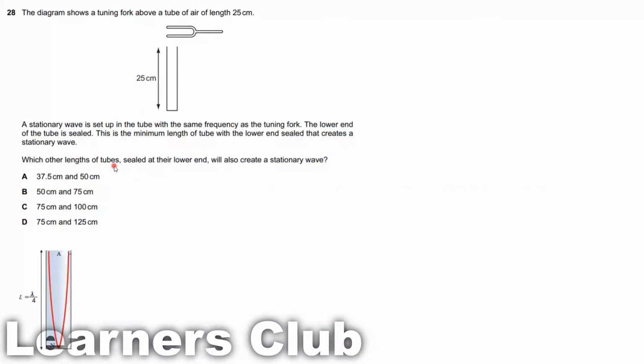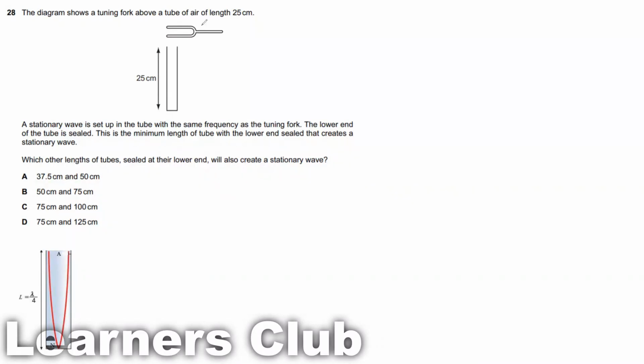Which other lengths of tube sealed at their lower end will also create a stationary wave? So it's a closed tube. I'm sorry, it's an open tube. No, if it's an open tube, both sides should be open. If it's a closed tube, one side should be closed. So this is a closed tube.